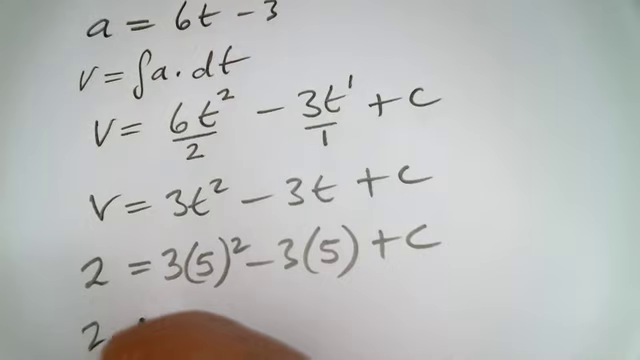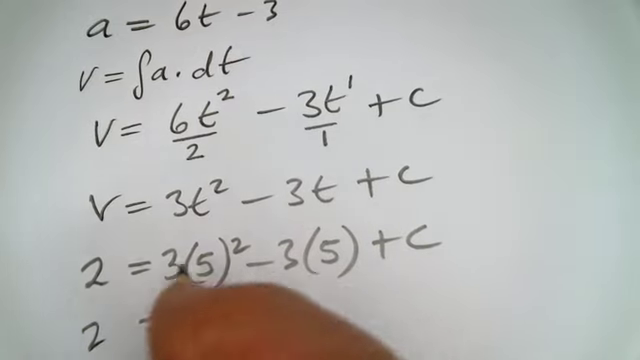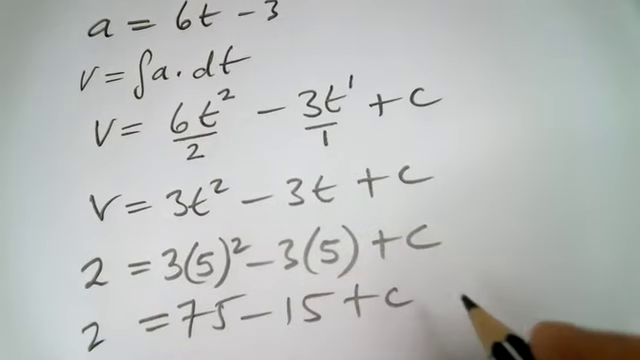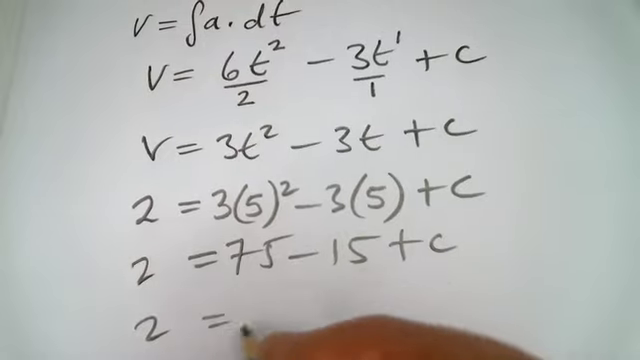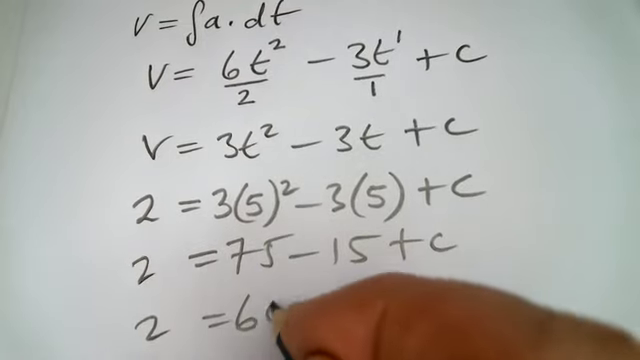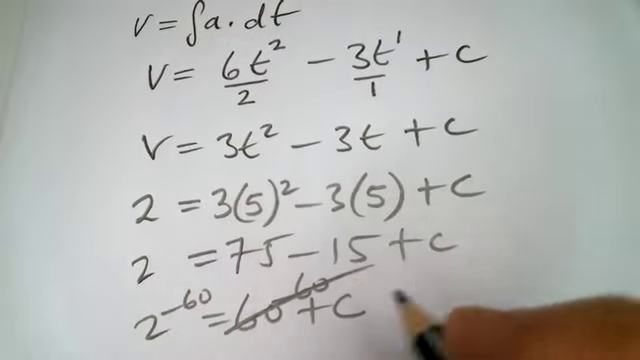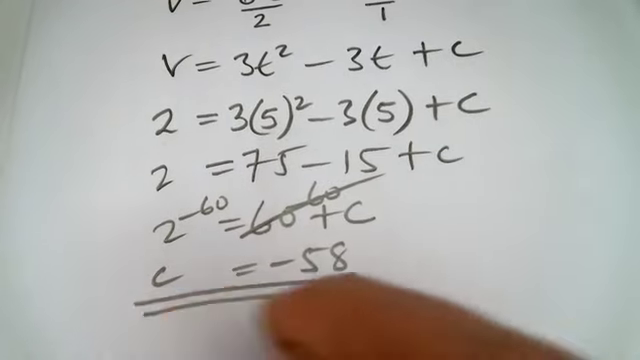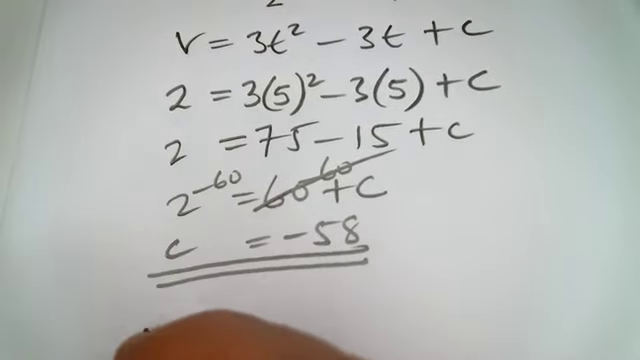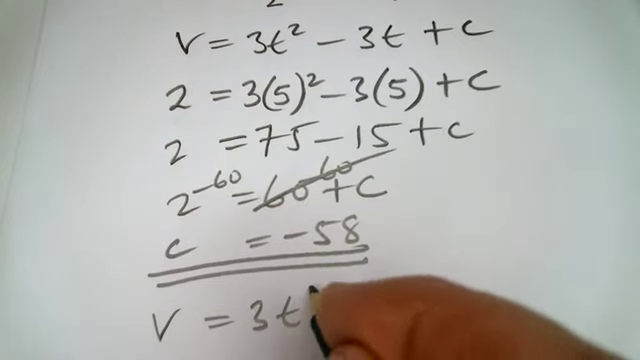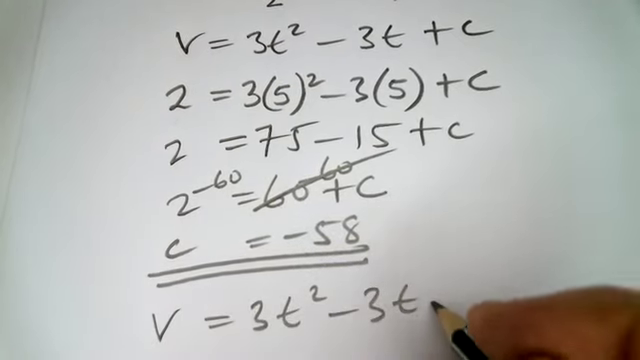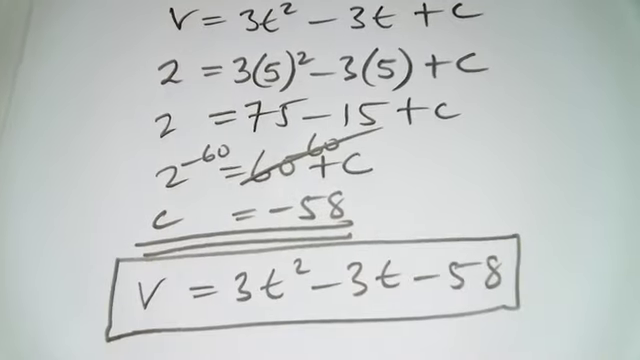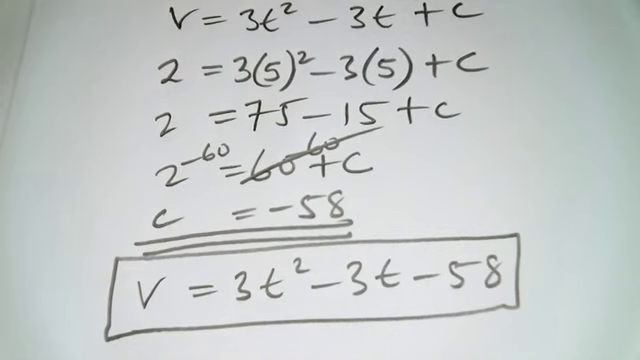So 2 is equal to, 5 5s are 25, 3 of those, so it's going to be 75, minus 3 5s is 15, plus c. So 2 is equal to, in other words, 60 plus c. If I subtract 60 from both sides, c is going to equal negative 58. So that is the equation. We're going to say v is equal to 3t squared minus 3t minus 58. And that is our velocity equation. And that's what we're going to have to use as we go on through these.